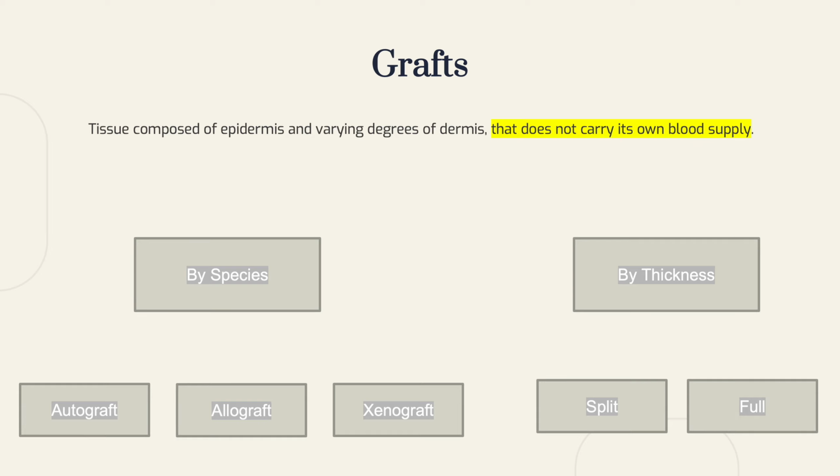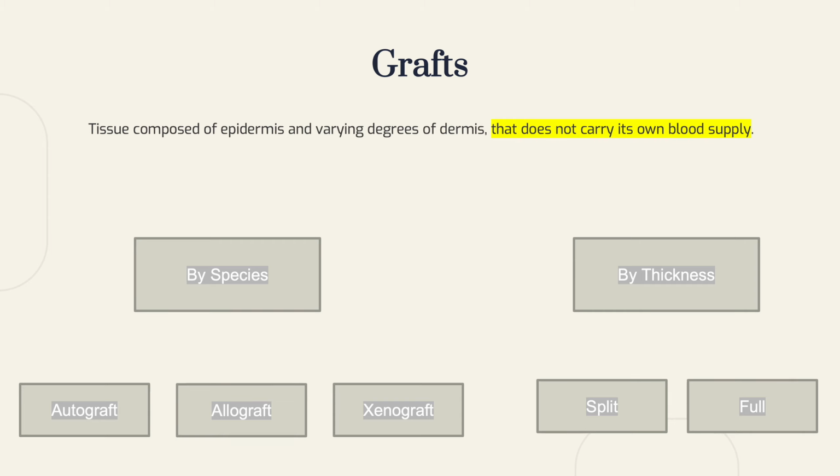Okay, so going on with the reconstructive ladder, we have the grafts. So the grafts are usually tissues that are composed of epidermis and various degrees of dermis. Why did I say various degrees? Because we have different types of grafts that I will be talking about in a bit.